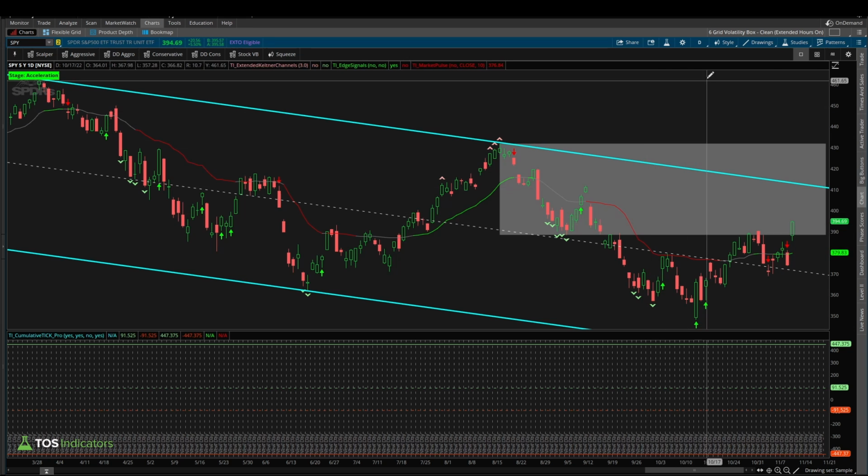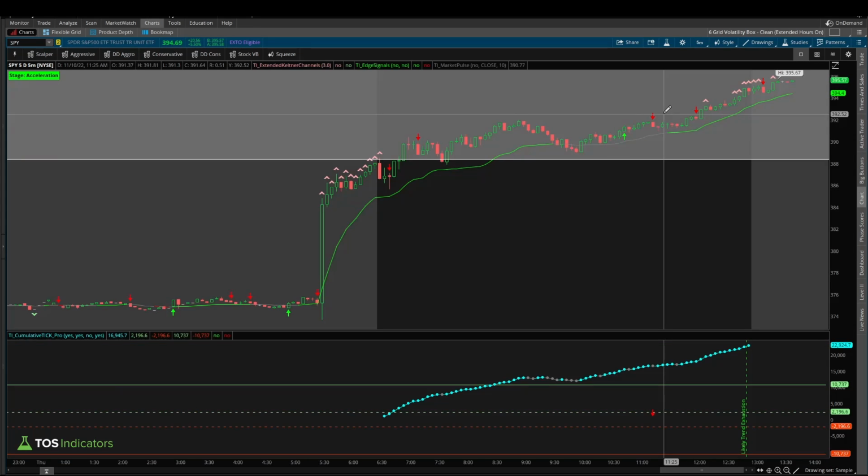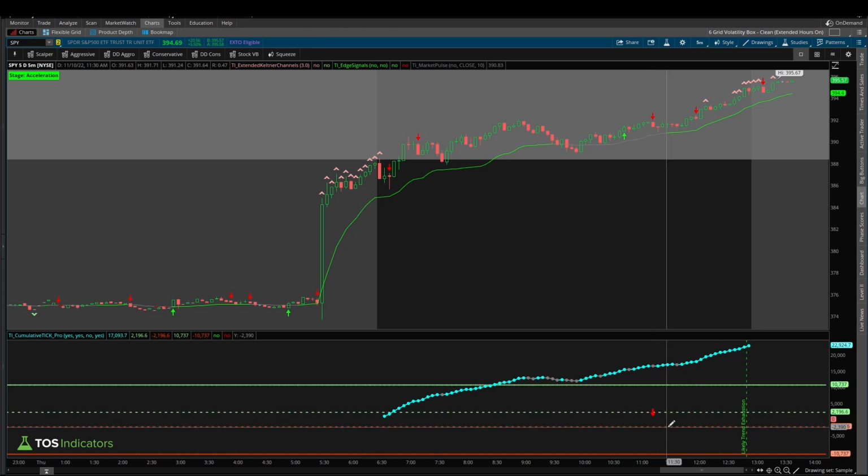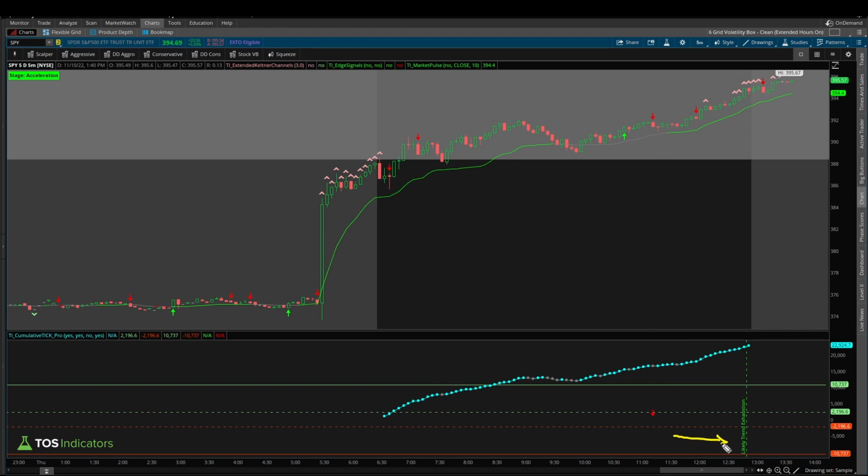Now, coming inside of a chart on that 5-minute time frame, with today's activity, we have the cumulative ticks telling us that, hey, this bullish trend that we saw today is likely to exhaust tomorrow. So keep an eye out for that bearish trend.